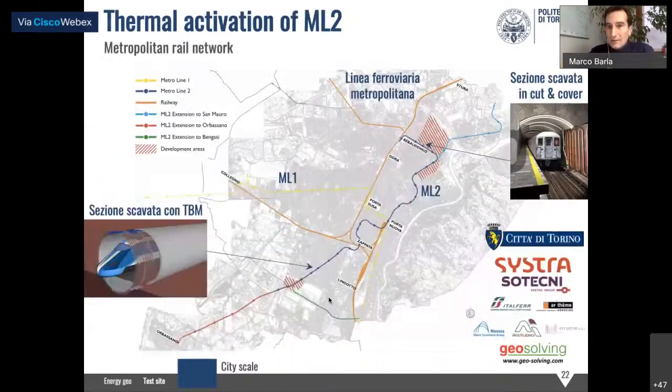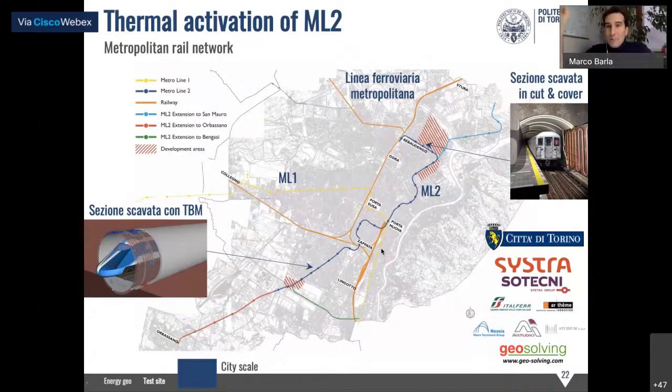I have a slide here, and I'm going to show you that. Look, this is the city of Torino. This is the central part of the city. Then you have the suburbs in this area. And the yellow one here is the Metro Line 1, which is in operation. The blue one that you see here is the Metro Line 2, which is under design. And then you have an extension down here, another extension down there. And this in total makes 30 kilometers, which, if we are able to exploit 1 megawatt more or less per kilometer, means 30 megawatts, which is not too bad.